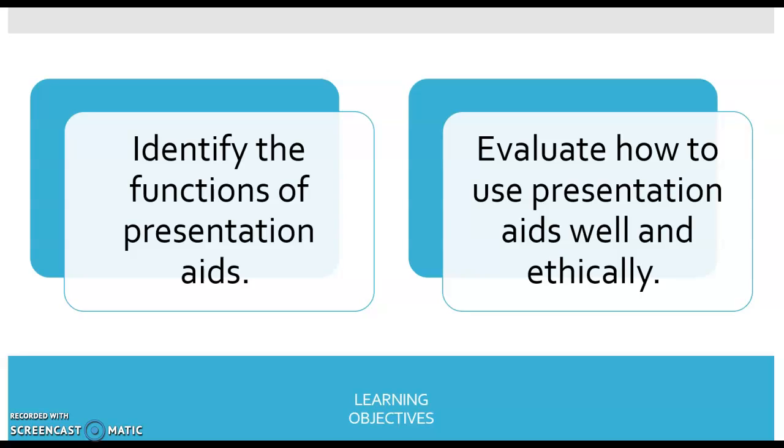Okay, so 2 learning objectives today. Identify the functions of presentation aids and evaluate how to use presentation aids well and ethically.